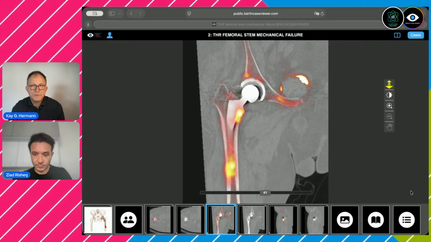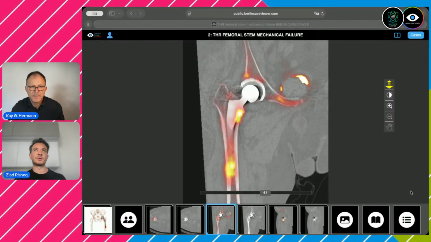So you mentioned the WBC scan if there's suspicion for septic loosening. So first you do the bone scan, the technetium scan for the osteoclasts. And then how long do you need to wait to do the next scan? 2 days, 3 days, or the next day?